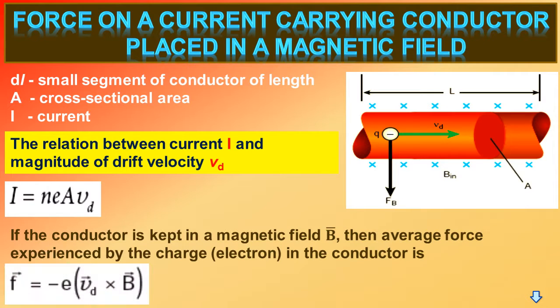If the conductor is kept in a magnetic field B vector, then the average force experienced by the charge, that means the electron in the conductor, is F is equal to minus e Vd cross B vector. Here Vd refers to the drift velocity, and B vector refers to the magnetic field.